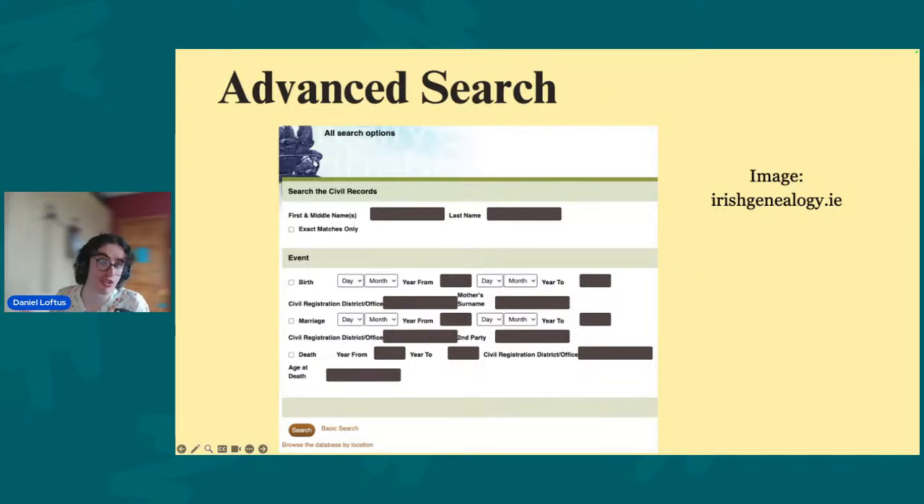So if you were to go onto irishgenealogy.ie now during this presentation, you would see it's a completely new website, as I mentioned, and the search form is all amalgamated into one. So they've done away with this, but you can still look for births with the mother's surname. You can still look for marriages with the second party.